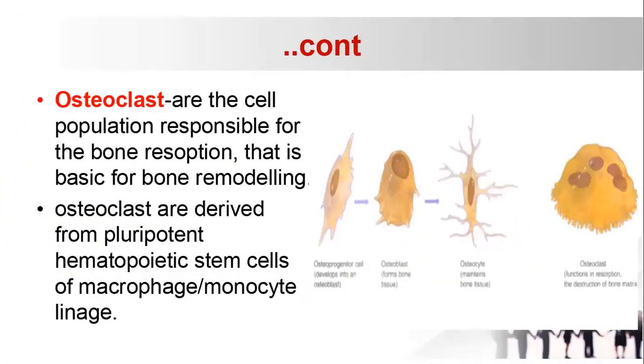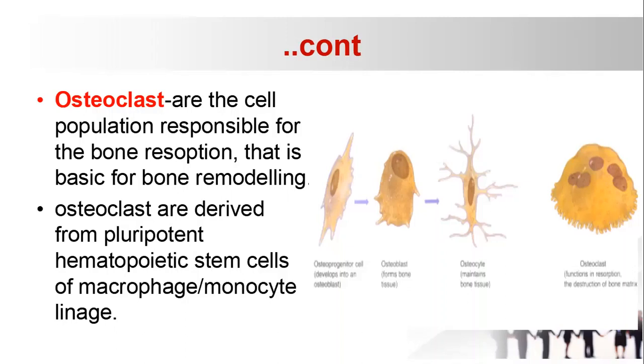Osteoclasts are the cell population responsible for bone resorption, and that is basic for bone remodeling. Their function basically is digesting bone matrix that osteoblasts have deposited. Histologically, we're told that osteoclasts are multinucleated cells. Because of their major role in digesting bone matrix, they have to be stronger. Osteoclasts are derived from pluripotent hematopoietic stem cells of the macrophage or monocyte lineage.